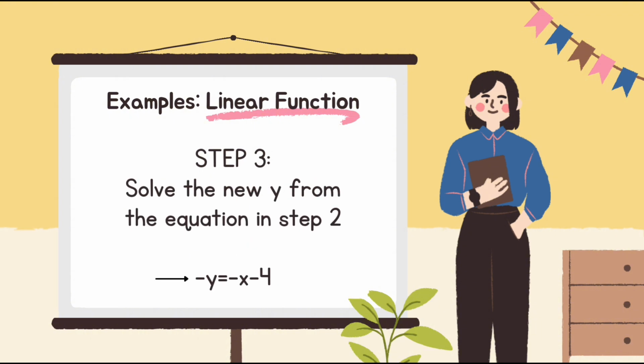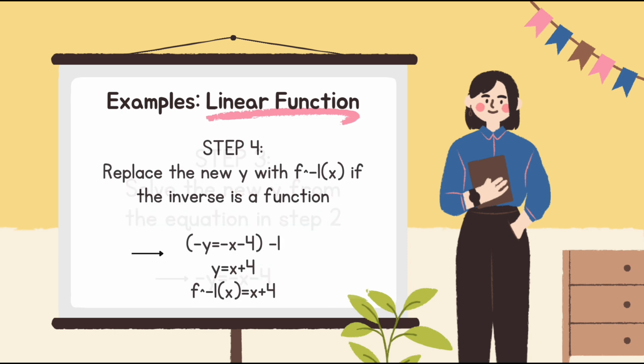Step 3, solve the new y from the equation in step 2. So we have now negative y is equal to negative x minus 4. Step 4, replace the new y with the inverse function. Before we do that, let's multiply first negative y is equal to negative x minus 4 by negative 1. So we have now y is equal to x plus 4. Therefore, the inverse of f of x is equal to x minus 4 is x plus 4.